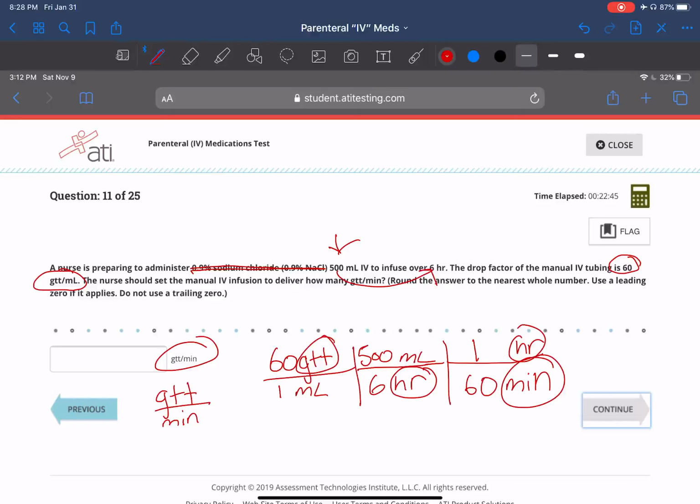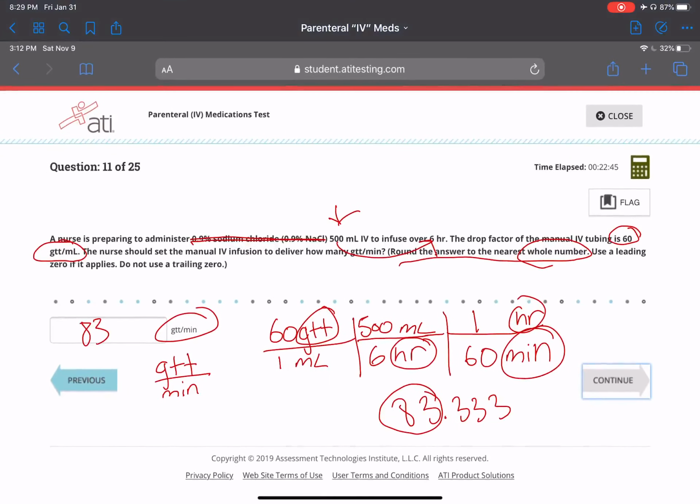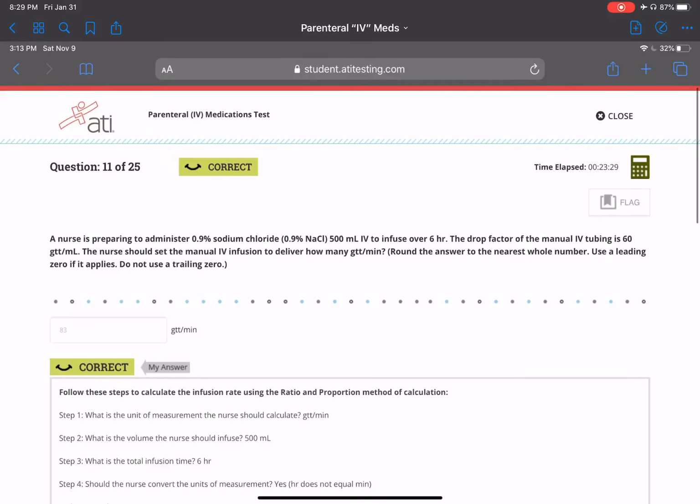So we have 60 times 500 times 1 divided by 1 divided by 6 divided by 60. And it looks like we have 83.333. It's always decimals. And then how do they want the answer? It says round to the nearest whole number. So it looks like our answer is going to be 83 GTT per minute. Now let's make sure that's right, and it is.